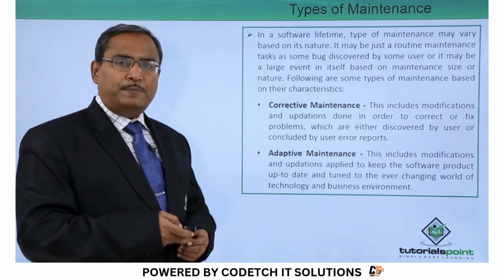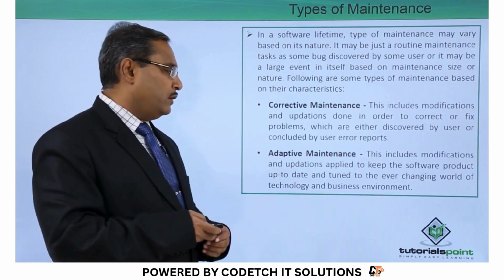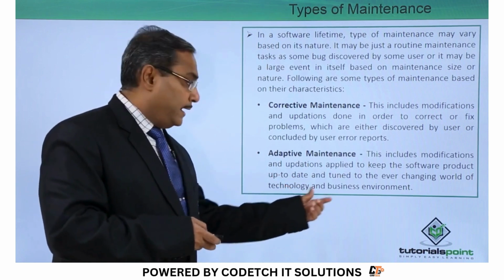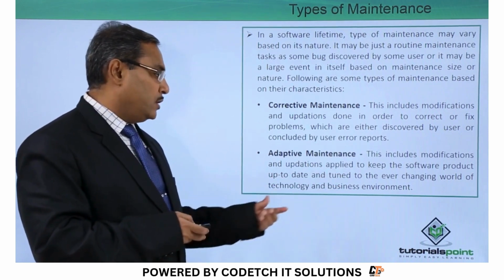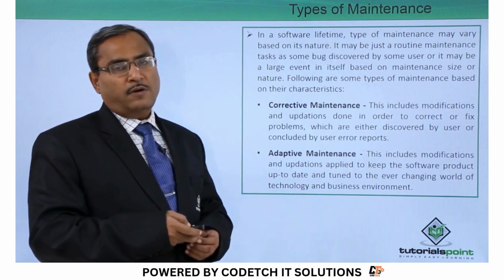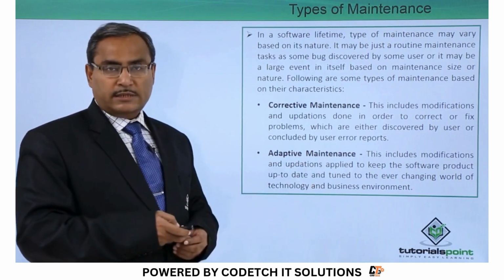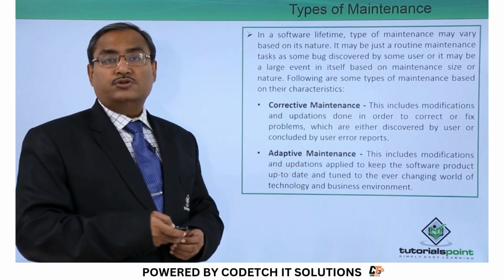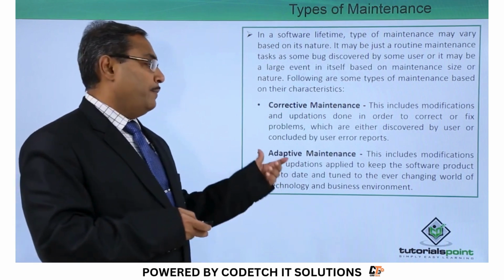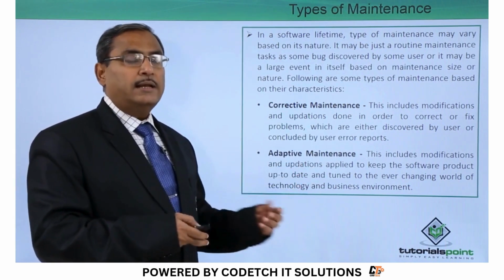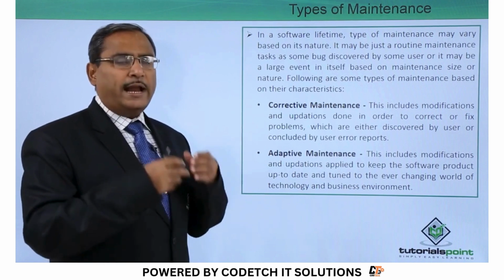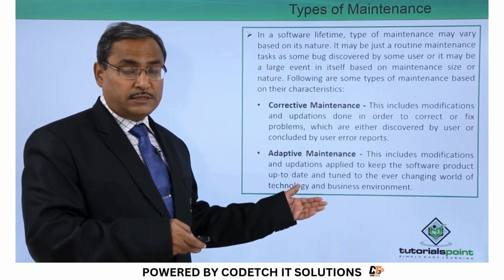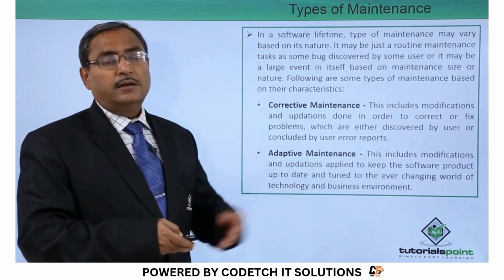Next one is our adaptive maintenance. This includes modifications and updations applied to keep the software product up to date and tuned to the ever changing world of technology and business environment. We know that our business world is changing, and the world economy is also changing. As a result, we might require some adaptive maintenance so that our software can cope with the respective changes in the economy, in the market, and in the government's policy.